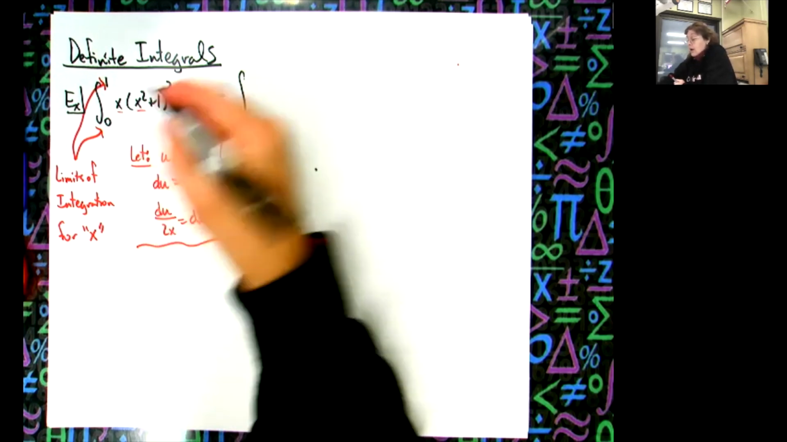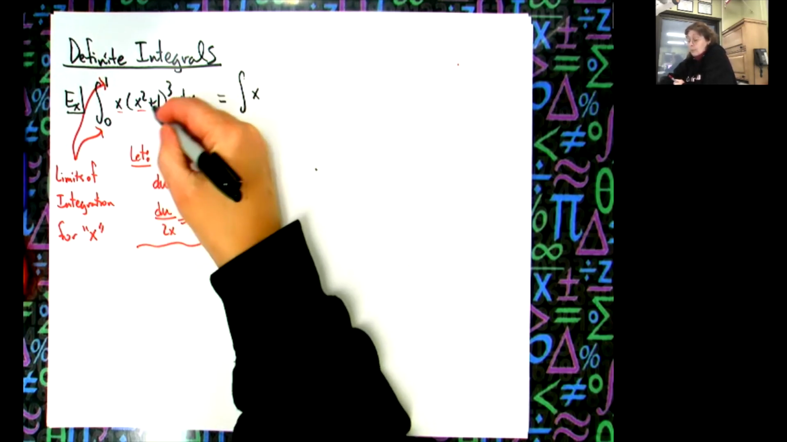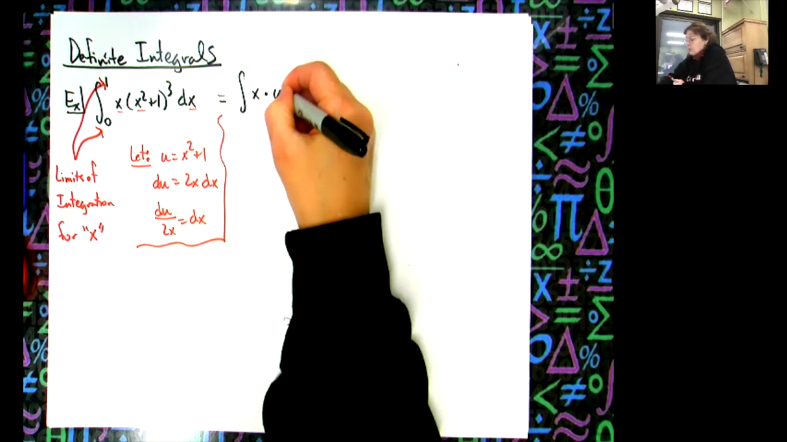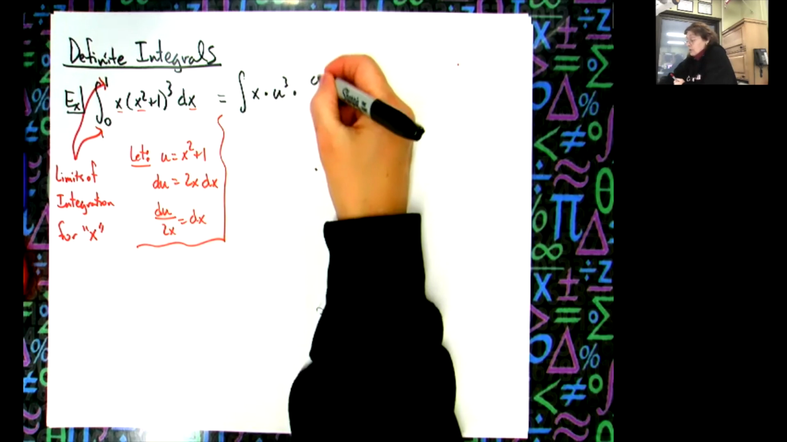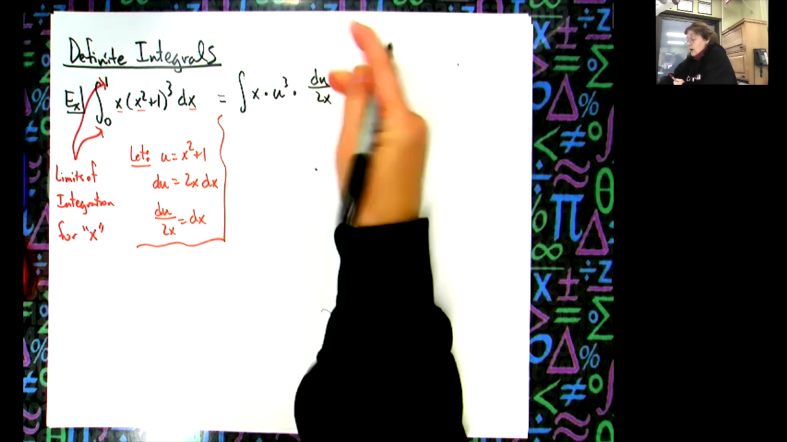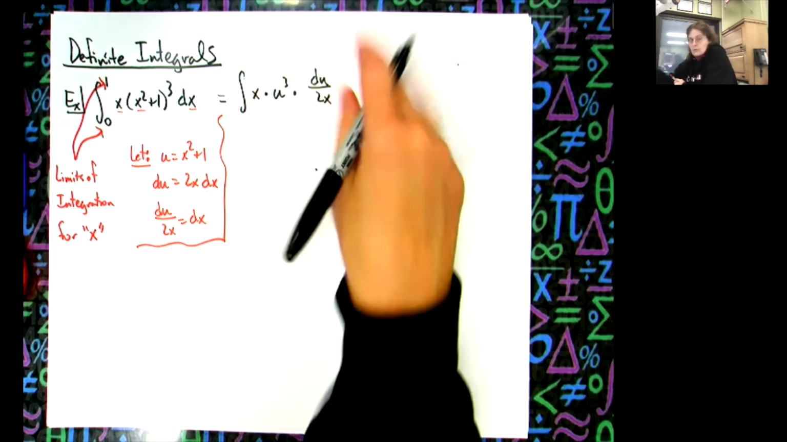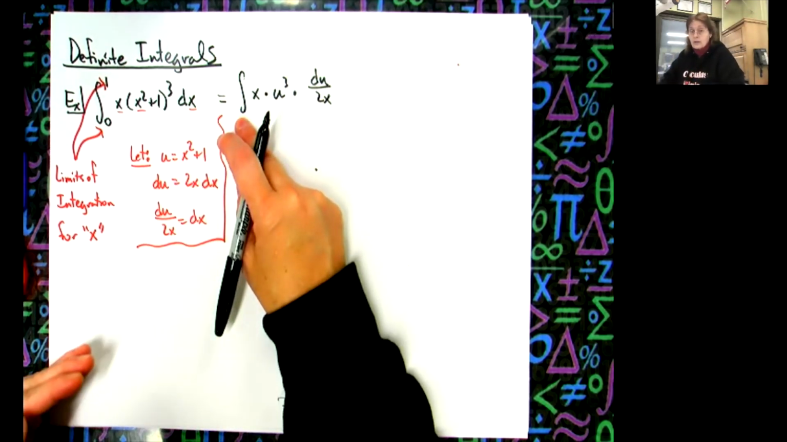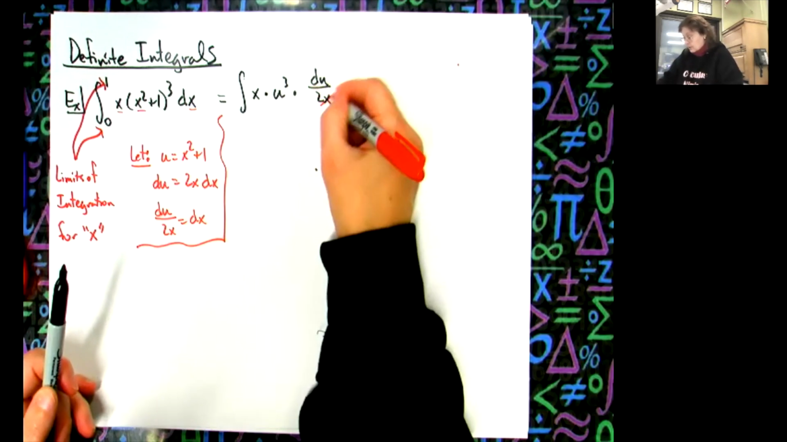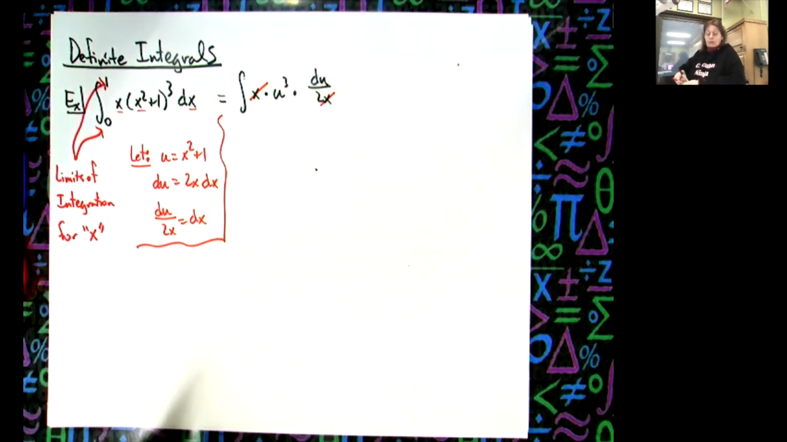Okay, I'm going to keep that x, I'm going to replace this with u, so u to the third. I'm going to replace that dx with what it equals, so du over 2x. This is horrible. It's got u's and x's and everything else in there. So I definitely don't want to have limits of integration for x at that point, because this is all mixed up. Okay, I can cross those x's out.